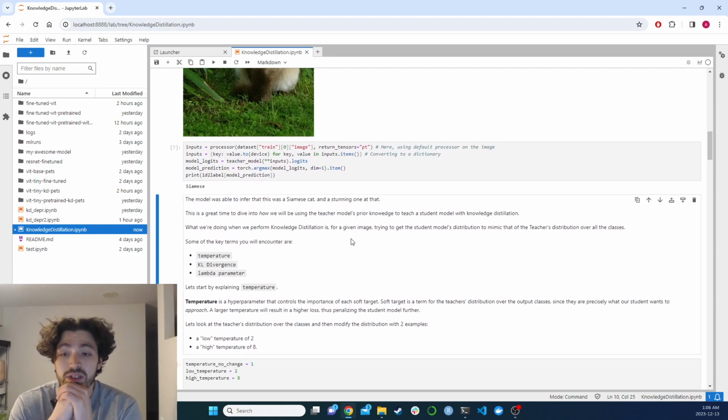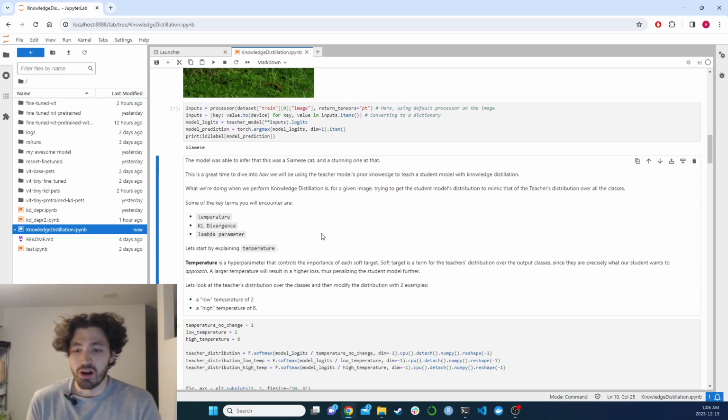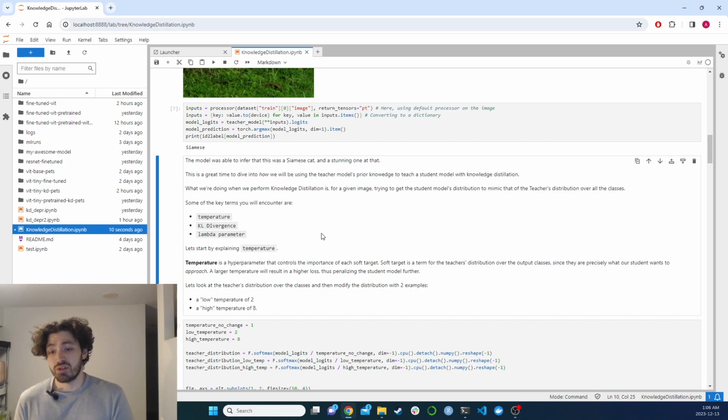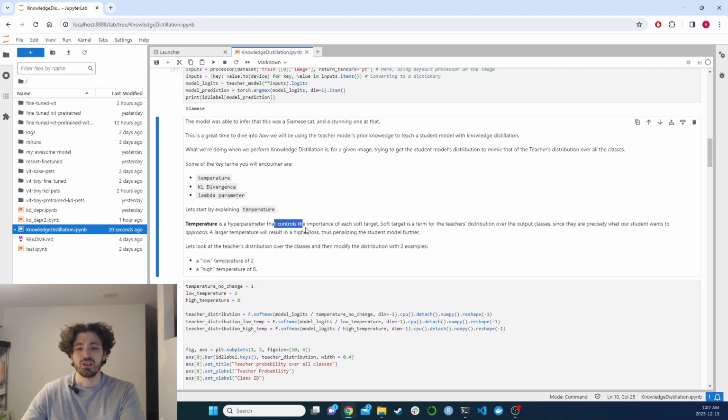So now we're going to use this as an opportunity to talk about knowledge distillation as a concept. So the key terms are temperature, KL divergence, which is the main score that we're looking at when we're trying to teach our student model the things that the teacher model knows. Then lastly, there's a lambda parameter. So we'll start with temperature. Temperature is a hyperparameter that kind of controls the importance of what's called a soft target.